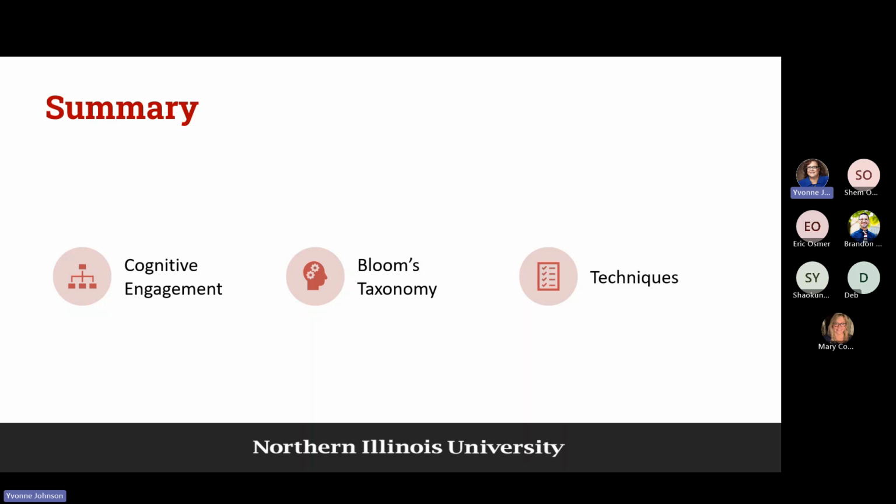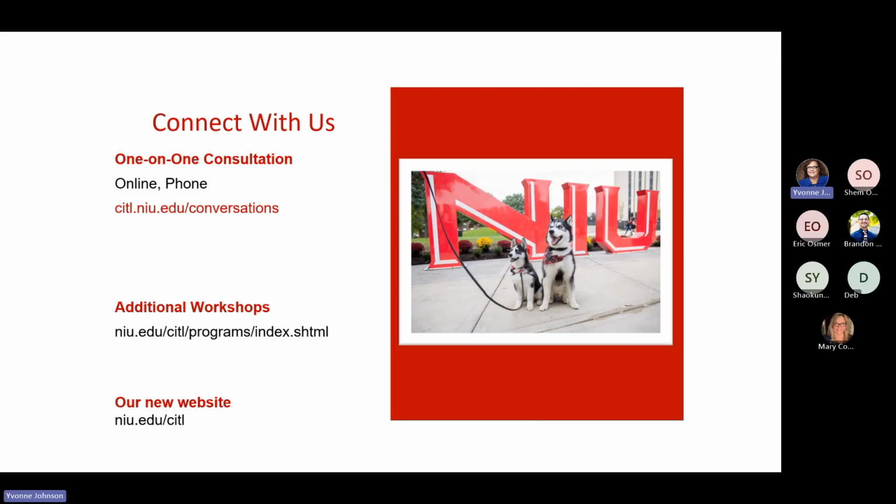And so just to wrap up, we talked about cognitive engagement and the power of that, and the structure of Bloom's taxonomy and the different techniques, and a thoughtful way that you would decide which level of cognition you're working at, the type of engagement, and the different techniques. And there's information about how to contact our team, and we are happy to support you.